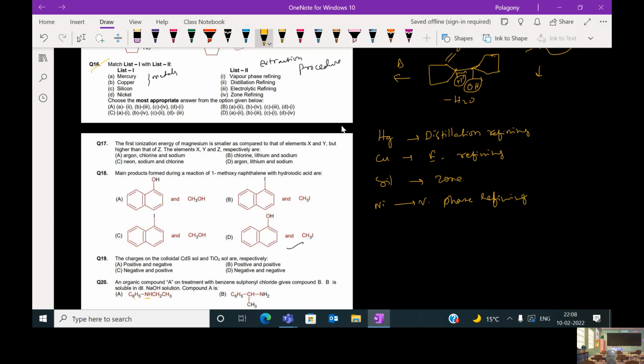So what will be the correct option here? Distillation refining is second, electro refining is third, next electrolytic refining is over, silicon is fourth. So 1 2 3 4, the first option is the right one. And now come to this 17th question.